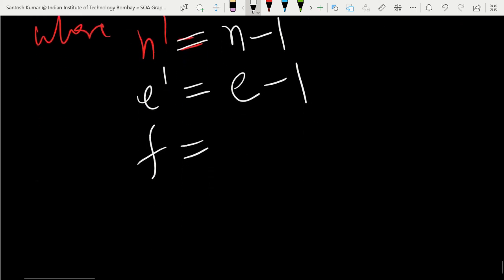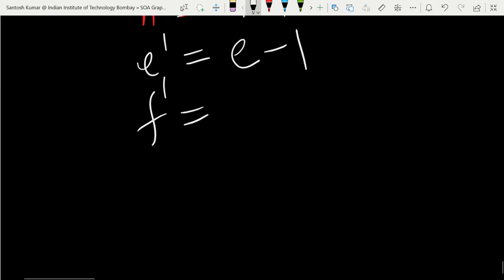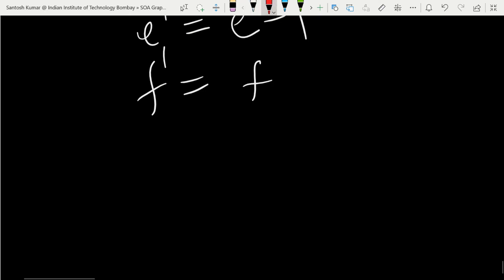Can you guess how many faces? F dash equal to F. So you will have the same number of faces. To justify this, you can consider any example. Suppose you are not able to decide, so you can take one example, and then you can decide.